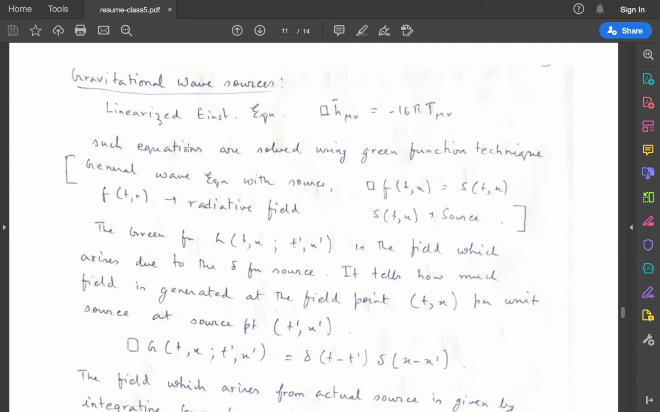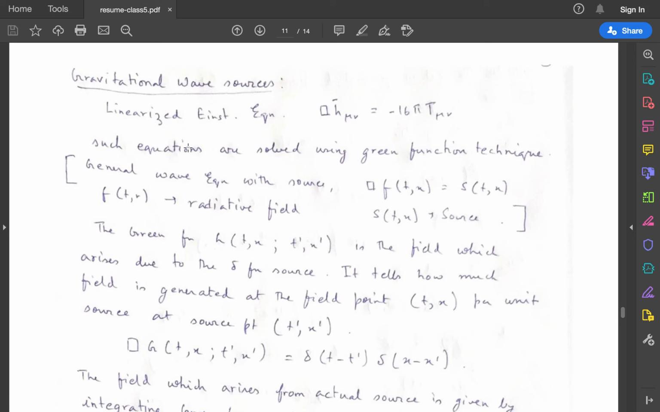Welcome back. Now we'll study something about gravitational wave sources. Till now we have always done calculations for the linearized Einstein equation in a vacuum. That means we have only observed waves originating from somewhere, and observed them in a vacuum. From where these gravitational waves are emitted, we don't know.